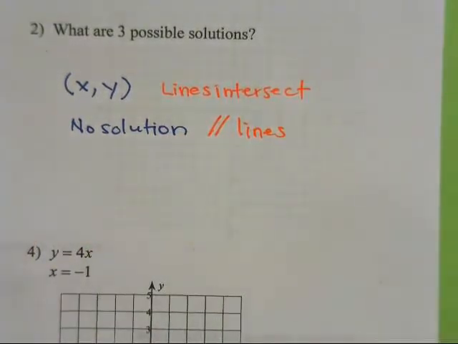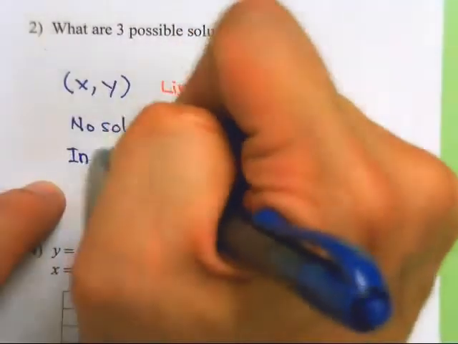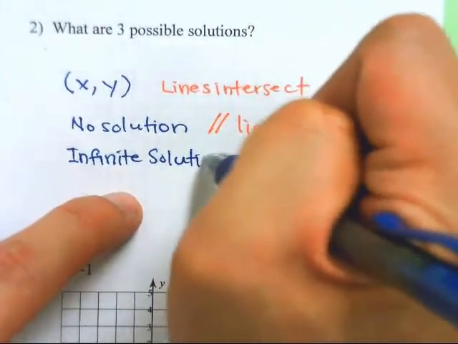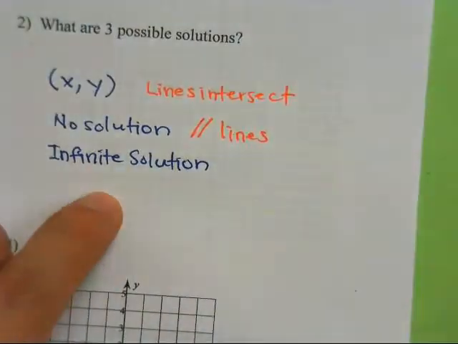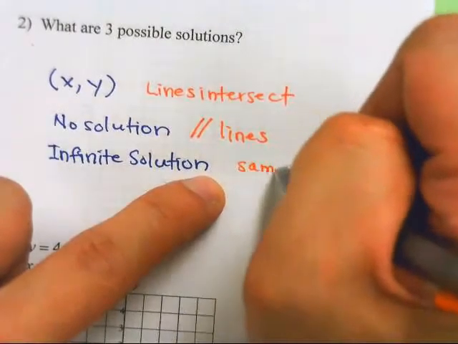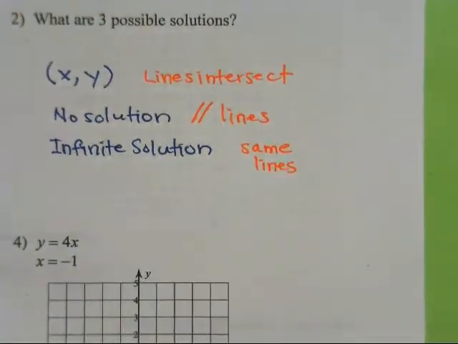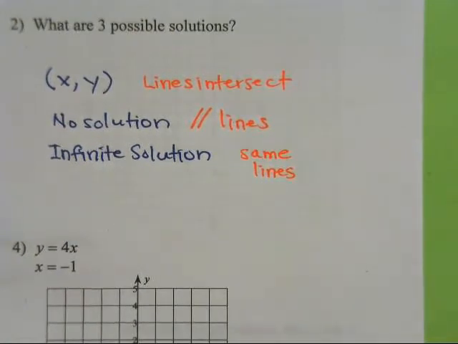What is the last possible solution that you could write as your answer? Infinite solutions. It's infinite solutions because they're the same line. The lines overlap on top of each other. They intersect at every single point on each of the lines since they overlap.